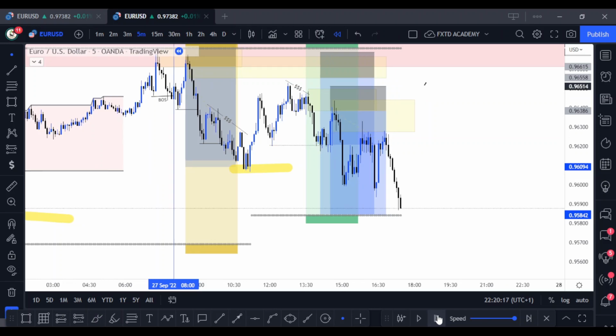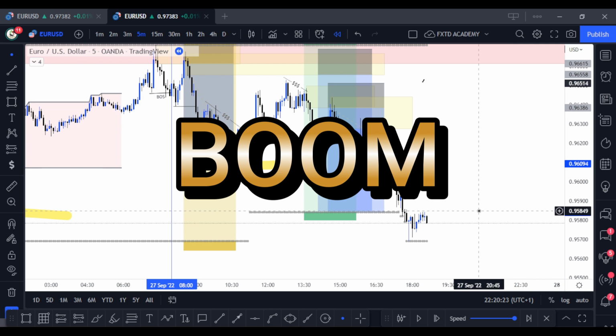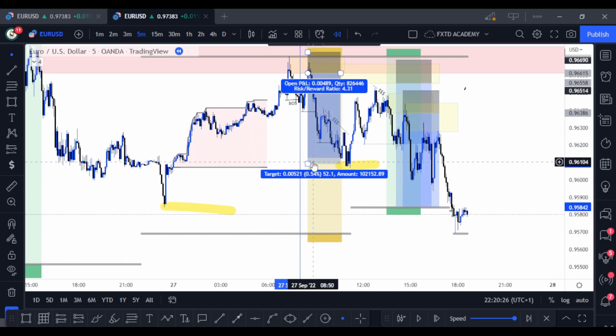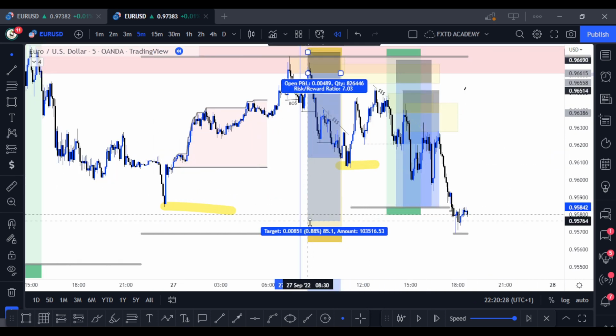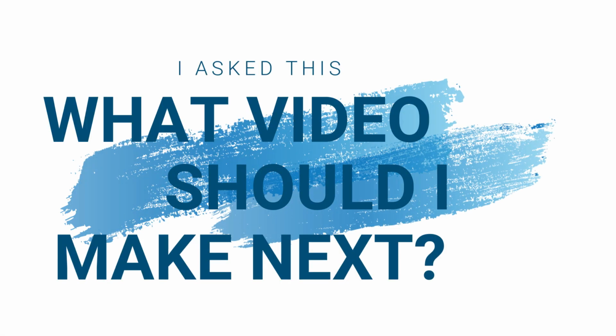All right, nice reaction, and boom, the profit hit and price kept going down. So this is a massive trade. Even if we push this to yesterday's low, that's about a 1 to 6 risk to reward ratio using the kill zone.